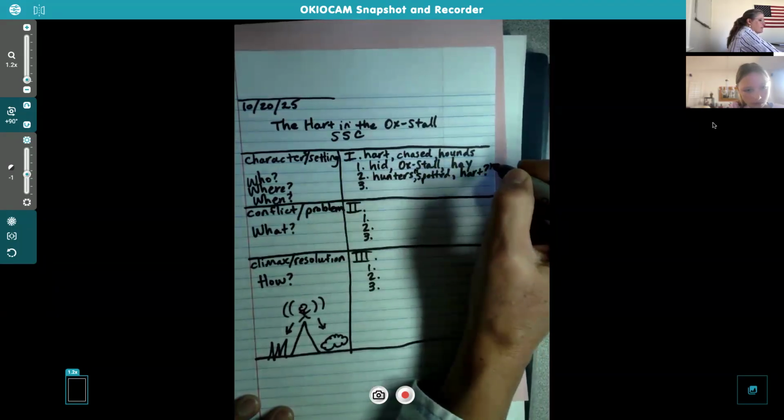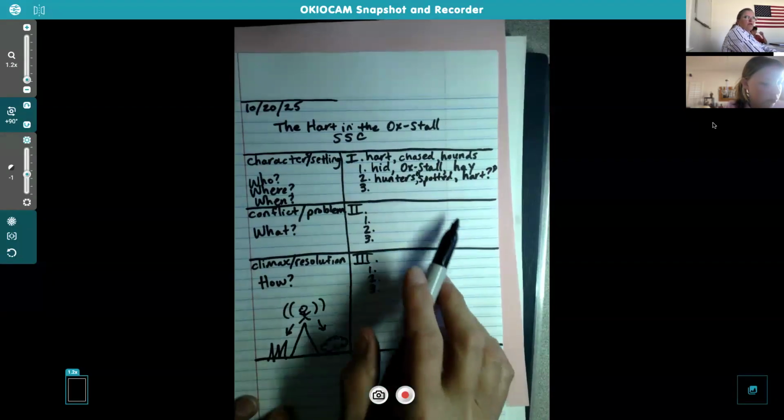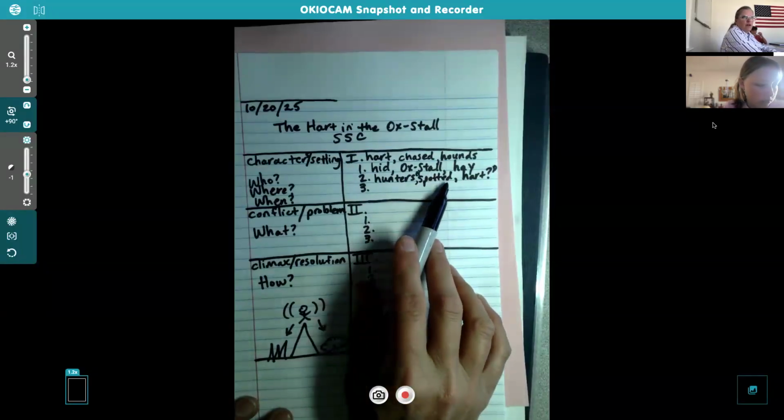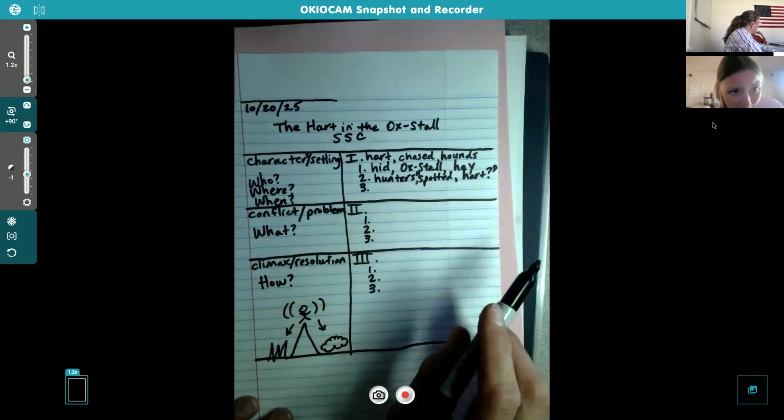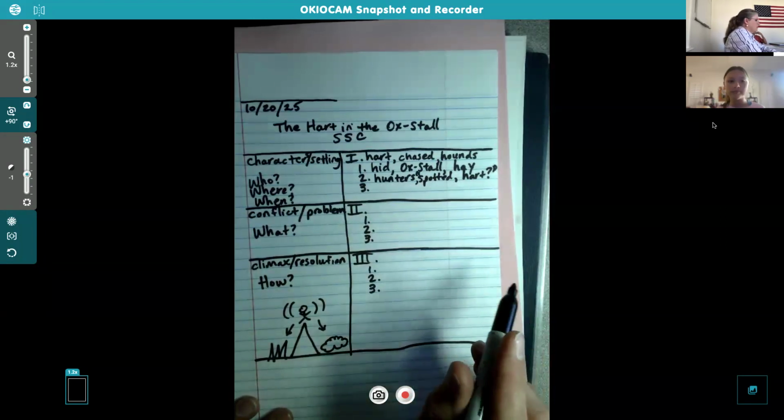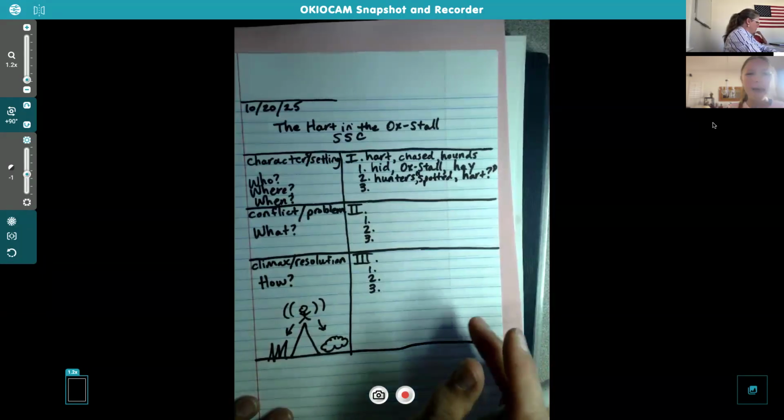And I know I'm writing with a thick pen here, so it's a little hard to see, but I'm putting quotation marks around "spotted" and "heart," because that's what they say. Has anyone spotted the heart? Or you could use the word "found." That would work there too.